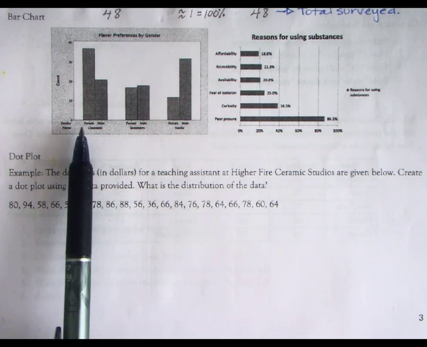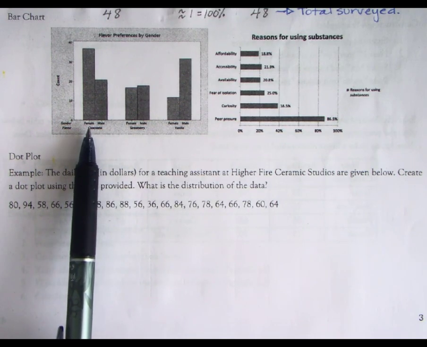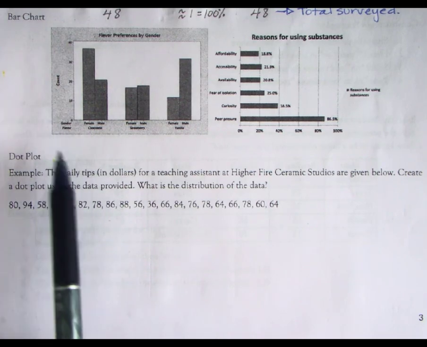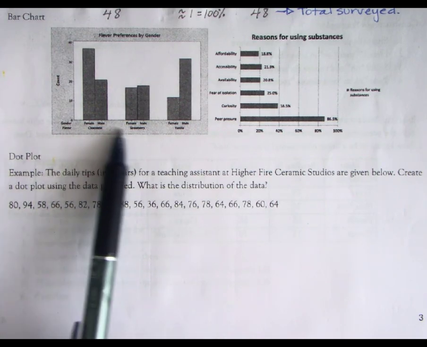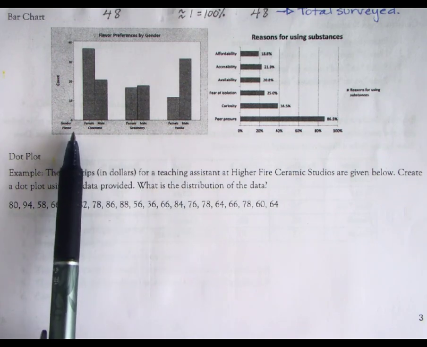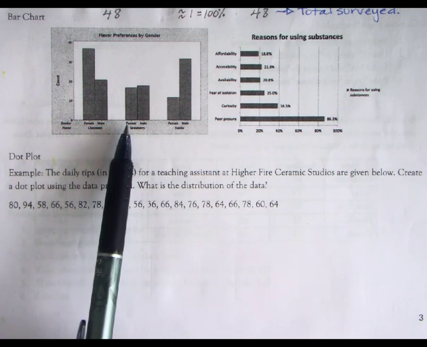Here on this left bar chart, you have your counts on the left, so the numbers of what each type of bar chart represents. The bottom gives you the name or the topic. In this case, it is the flavor preferences by gender.